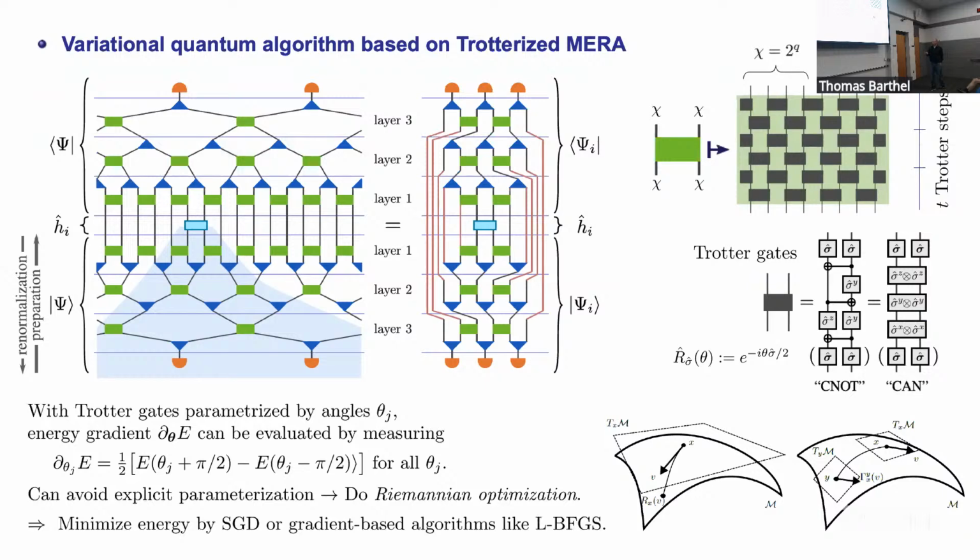Okay, and yeah, so if you can evaluate expectation values, we can also determine gradients. So either you can do a stochastic gradient descent, or you can also evaluate energy gradients just by evaluating energies with shifted rotation angles in our quantum gates here. So it's a parameter shift rule, and then do some gradient-based optimization like LBFGS or some version of that.